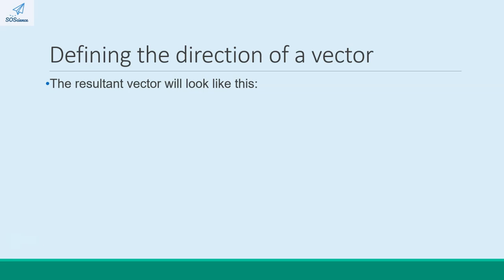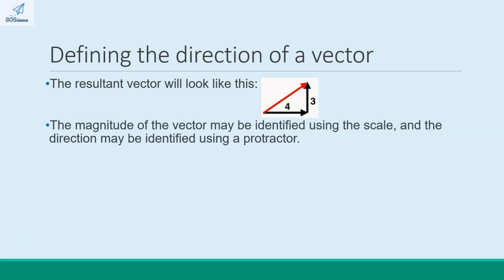So the resultant vector is going to look like this red arrow over here, again, regardless of the order in which you added up the vectors. Now, how would you work out the magnitude of the vector? Well, you take your ruler and you measure the length of this line, and then you use the scale. How would you work out the direction of the vector? Well, there you're going to use a protractor.